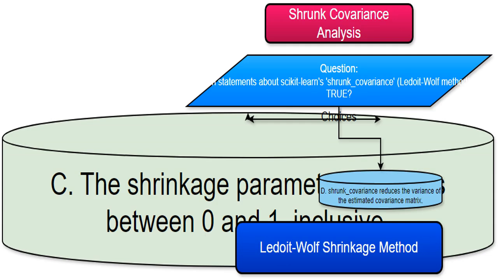This one is also correct. The shrinkage parameter, which I'll call delta, is a number between 0 and 1. A delta of 0 means no shrinkage at all, you're just using the sample covariance. A delta of 1 means complete shrinkage, you're relying entirely on the target matrix. Ledoit-Wolf smartly picks a delta value in between, finding the sweet spot for optimal reliability.